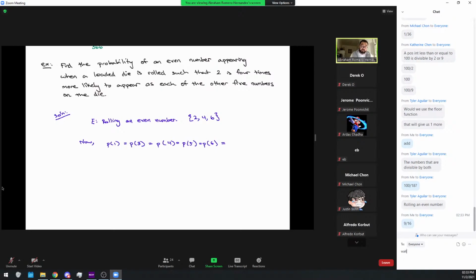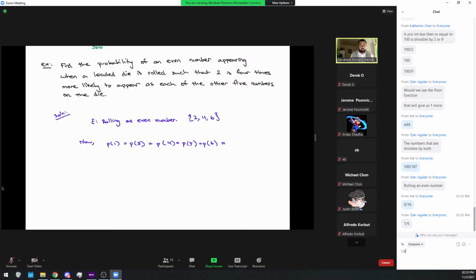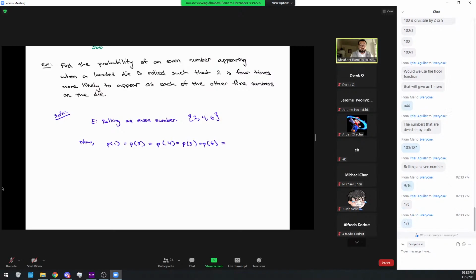9/16, not quite. What is the probability of 1, 3, 4, 5, and 6 appearing? Not 9/16. 1/9, exactly. So the probability of each one occurring is 1/9.